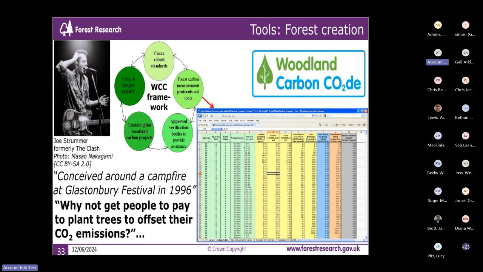And the Woodland Carbon Code, which you can find online still, provides you with some of the tools you can use to do that, including this spreadsheet system, which tells you the carbon sequestered in different types of woodland options over time. Please don't misuse those in the way I've described some lobbyists do.